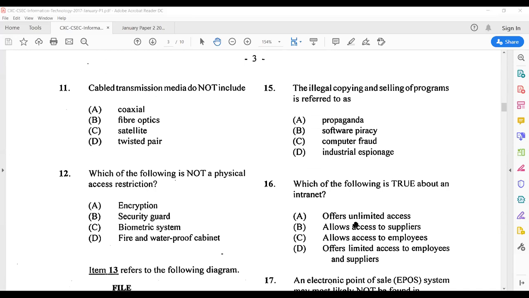Cable transmission media do not include coax, fiber optic, satellite, twisted pair. Yes, satellite, right? Everything else has a wire or cable, right? So coaxial cable, fiber optics, you have a cable for that. Satellite is wireless, and twisted pair cable.